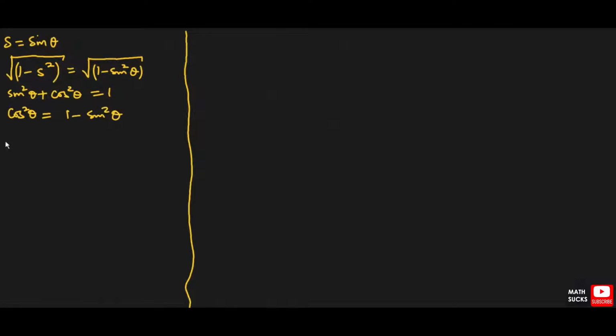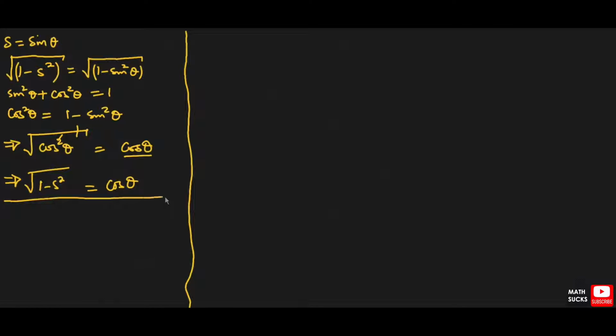So this means that this term becomes the square root of the inside part, which is now cos squared of theta, and so the square root can go with the square, and this gives us cos of theta. And so we can say therefore that the square root of 1 minus s squared is equal to cos of theta. So that's the first problem.